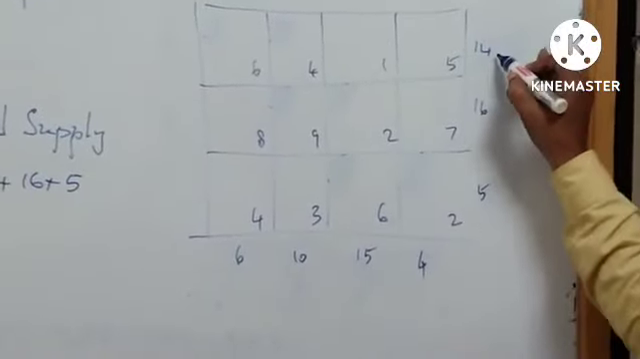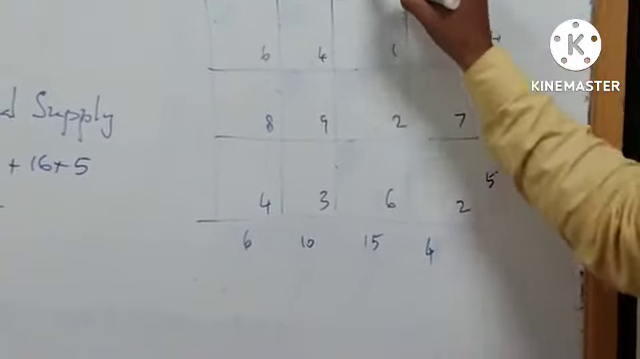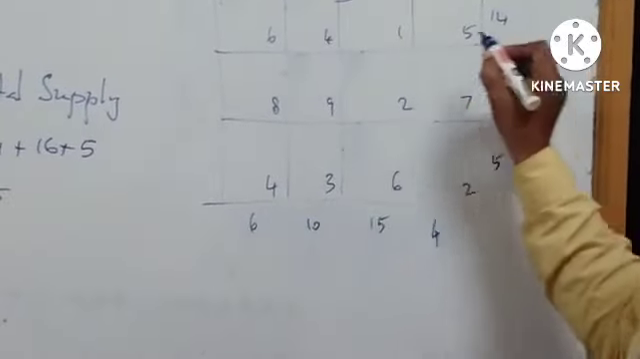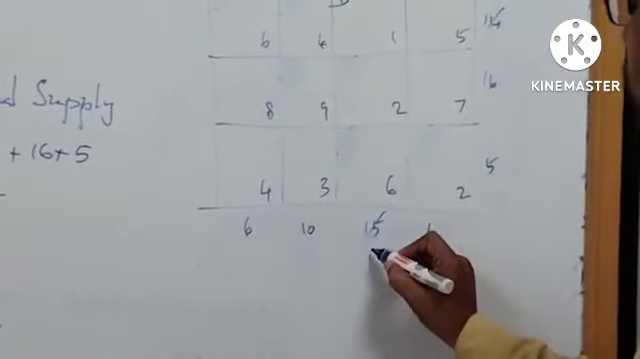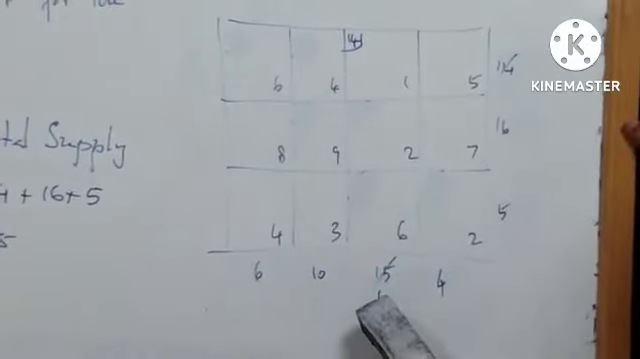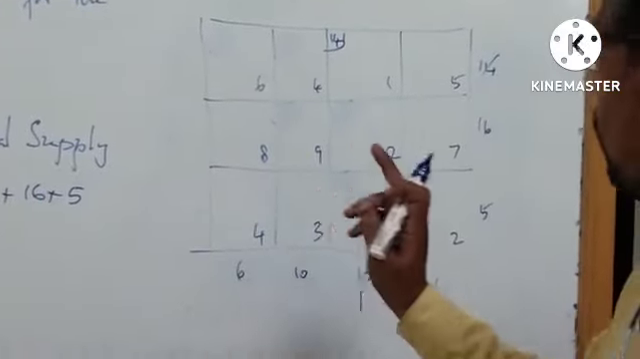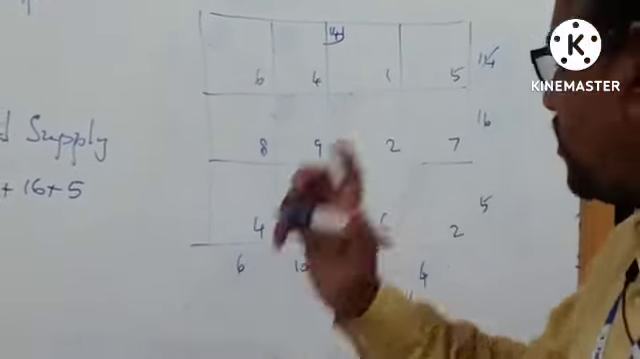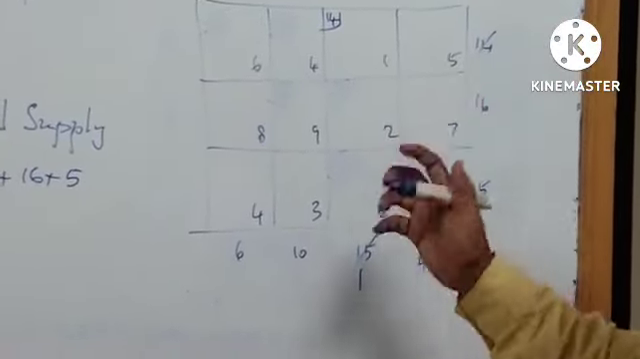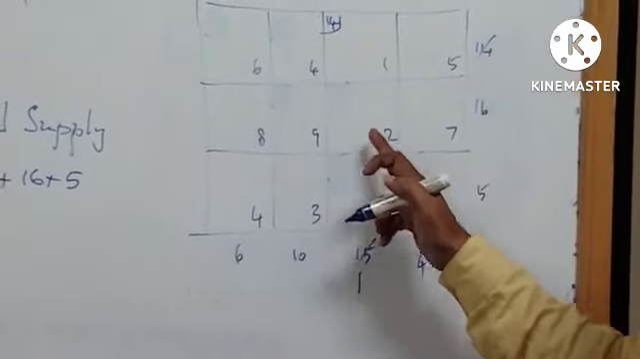14 is required. 14 is available. 15 is required. So 14 can be substituted. The remaining is 1. Still destination 3 has 1 unit pending to be serviced or dispatched. Now the second least value, otherwise the next least value. So the next least value is 2.